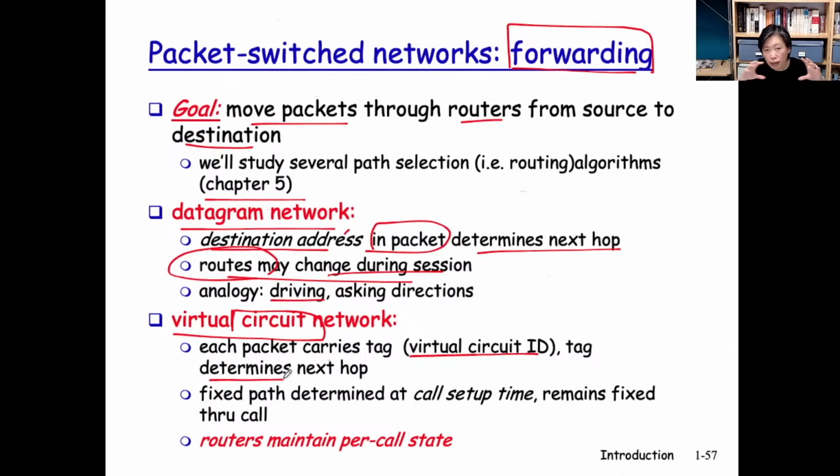So inside a packet, there could be many fields in the packet header. One is called destination. There's another one called the virtual circuit ID. And one can look up that field and decide which is the next hop. And how do we do that? We'll talk about that also in chapter 4 and chapter 5.